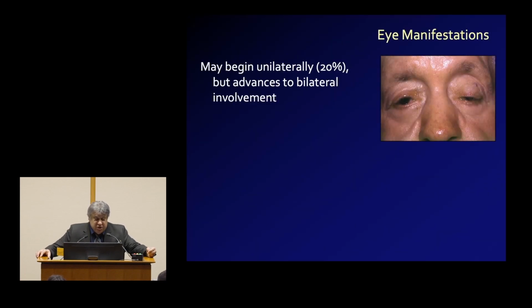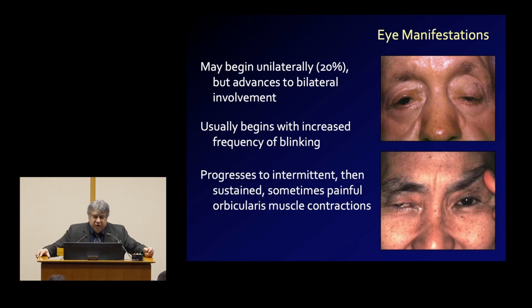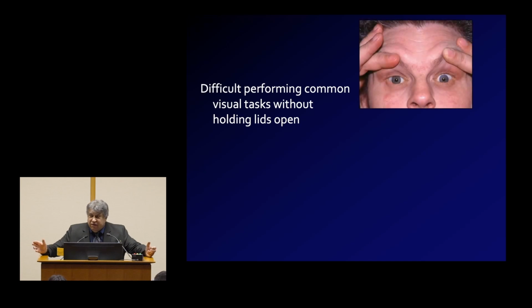The manifestations can begin on one side in up to 20% of patients, but it always becomes a bilateral disease involving both sides. It usually begins with just an increased frequency of blinking, and then ultimately progresses to intermittent and then sustained forceful contractions that can lead actually to functional blindness. These patients have difficulty performing common visual tasks without having to hold their eyelids open, as I see some of you doing.